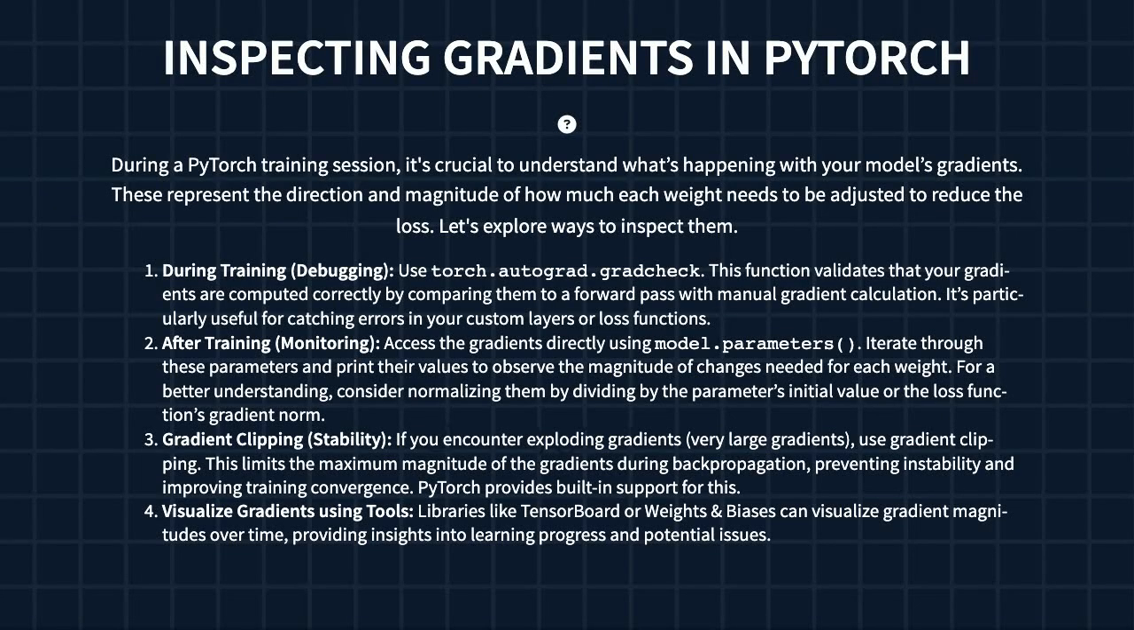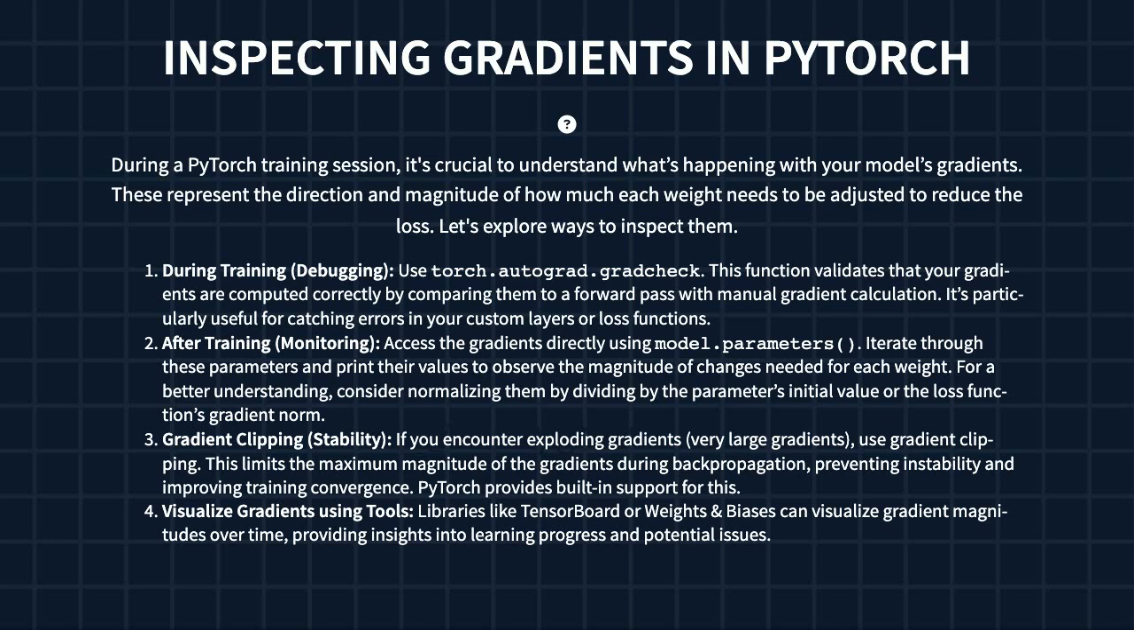Okay, let's talk about gradients. They're super important when you're training a Pytorch model. It's really valuable to understand how your model is adjusting its weights. First, during the training process itself, we can use torch autograd gradcheck to double check that our gradient calculations are correct. Think of it as a quick sanity check for any custom layers or loss functions you might be using. After training finishes, you can access those gradients directly through your model's parameters. Just loop through them and look at the values.